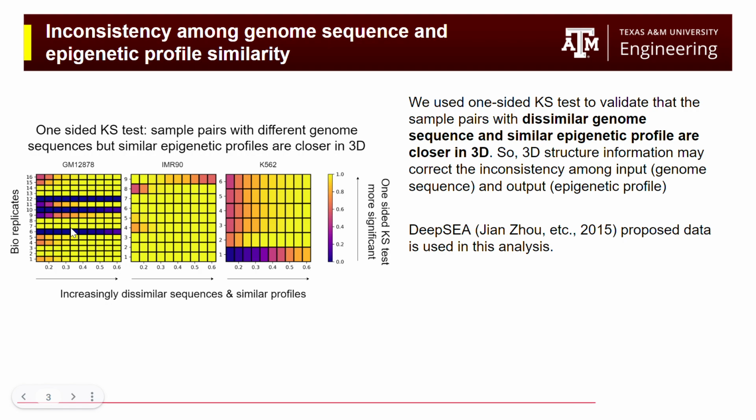We can see for all three cell lines and most high-assay experiments, we have the significant case test result, which means low genome sequence but high profile similar regions are closer in 3D. So we hope the 3D structure can correct the inconsistency among genome sequence model input and epigenetic profiles model output.